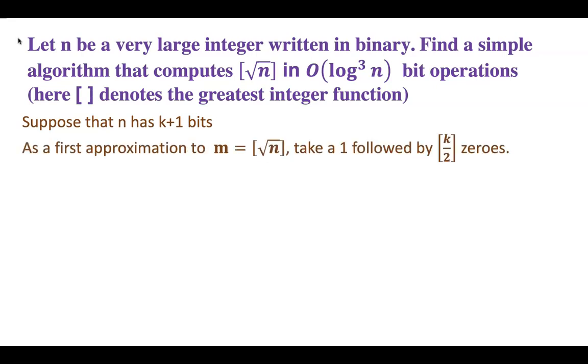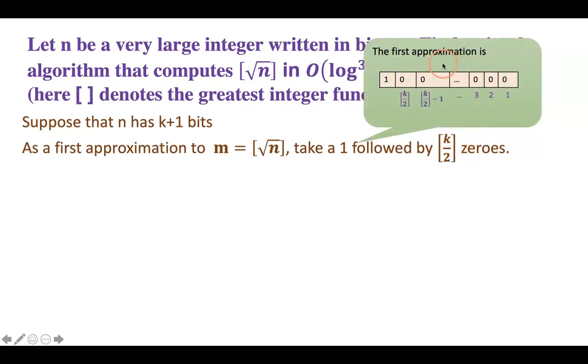As a first approximation to the square root of n, consider a number formed by taking 1 followed by floor of k by 2 zeros. That is, our first approximation will be of the form 1 0 0 etc 0 0 0. Here there are floor of k by 2 zeros. So this first approximation is a binary number containing floor of k by 2 plus 1 bits.